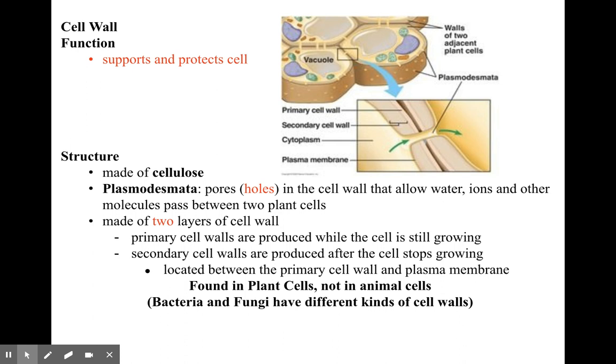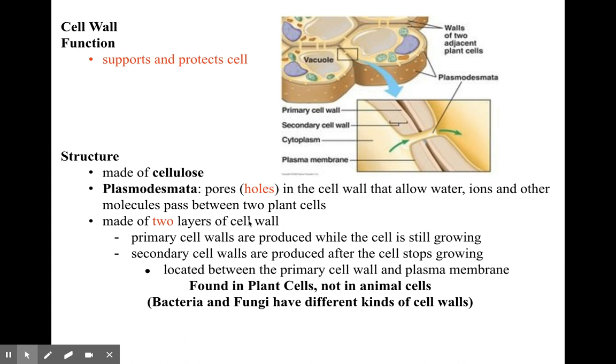Some more vocabulary for you with the cell wall is the plasmodesmata. Plasmodesmata is a pore. A pore is actually a hole in biology class. So there are holes in the cell walls called plasmodesmata. It's going to allow water and ions and other molecules to pass between two cell walls. So it's going to let those bigger things in and out.